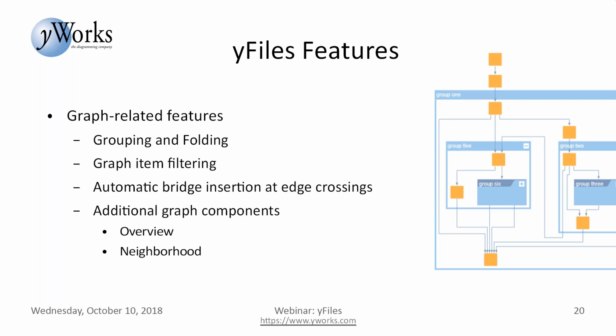Then there are additional components on top of the normal graph visualization. There is an overview component where you see a small image of the complete graph with simplified styles, and there's a neighborhood view where you can display the neighborhood of a graph, or of a certain node. This means you see the nodes that are directly connected to the nodes, or maybe based on the configuration of the neighborhood view, you can also see 2 levels or 3 levels, and so on.